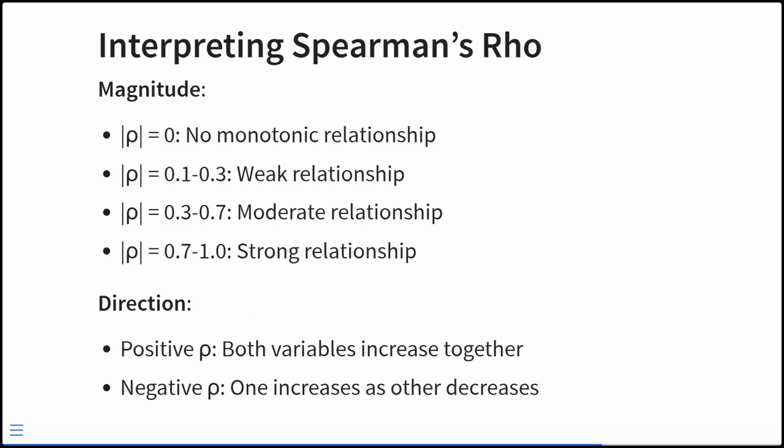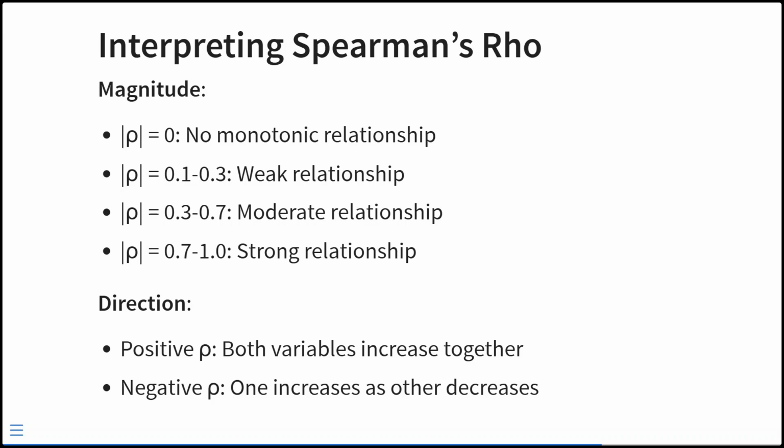So the magnitude: when your rho is 0, there's no monotonic relationship. When your rho is 0.1 to 0.3, we have a weak relationship. When your rho is 0.3 to 0.7, you have a moderate relationship. And when your rho is 0.7 to 1.0, you have a strong relationship. So the rho can either be positive or negative.